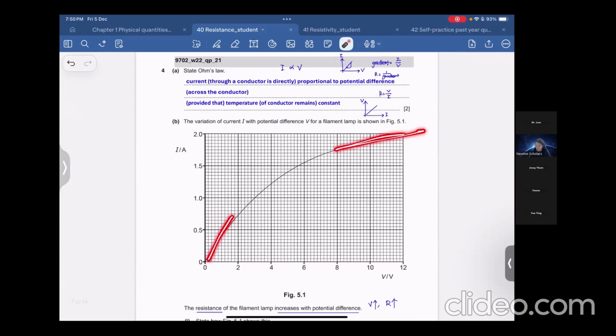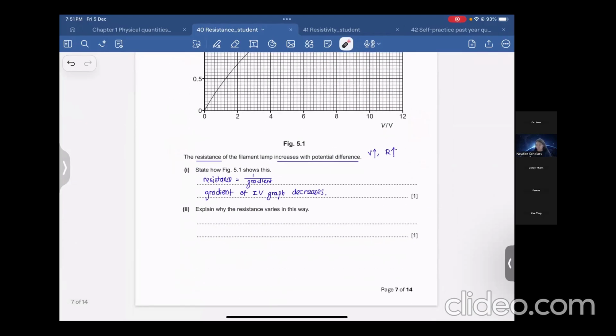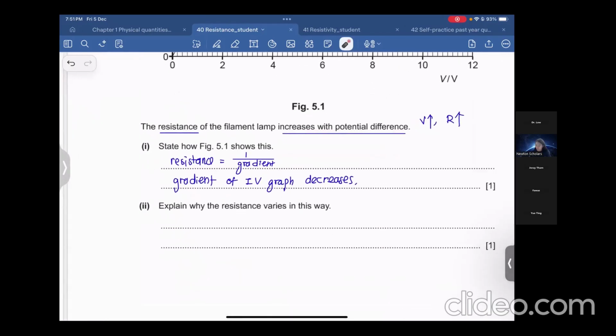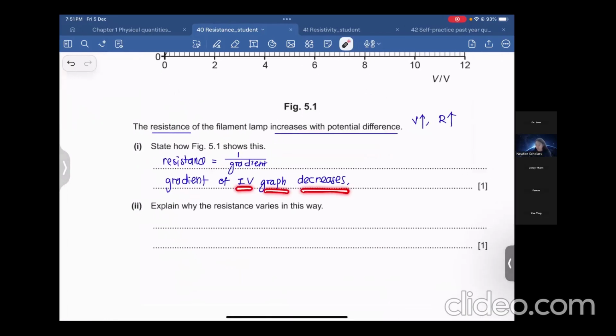From the graph, how I know resistance increases is because, if I draw the line here, can you see that this line is less steep? So the gradient actually decreases. The gradient for this graph is 1 over R. So if you want to find the resistance, it is 1 over the gradient. Gradient decreases, so your resistance increases. So from the graph, I know resistance increases because the gradient of the IV graph decreases.